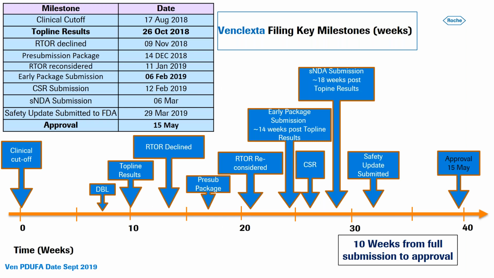I'll just show the timelines a little bit, just a few more seconds here, just to show you the kind of way that this went. But ultimately, you can see here where we had the top line results, decline of RTOR, RTOR reconsidered, and this was the point where we managed to submit all of our data to them, 6th of February. And then the full sNDA submission was on 6th of March.